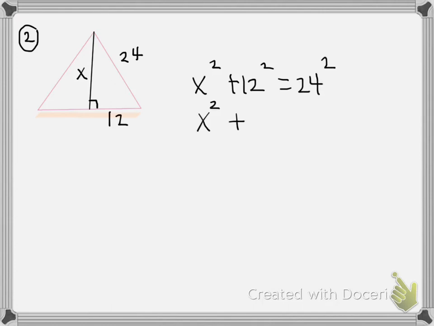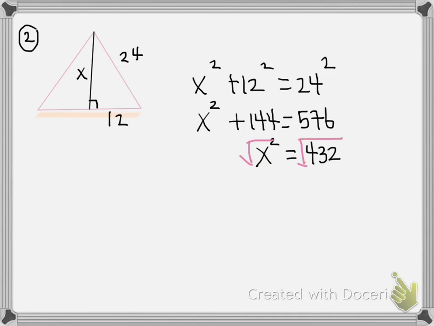So x squared plus 144 is equal to, what, 576? Subtract 144, so you get 432. And then take the square root of both sides. So x is going to be about 20.8.